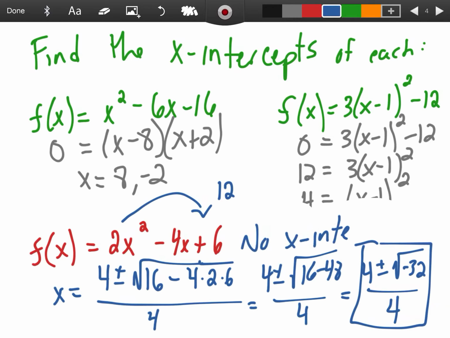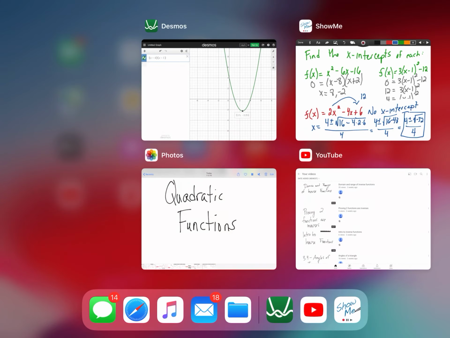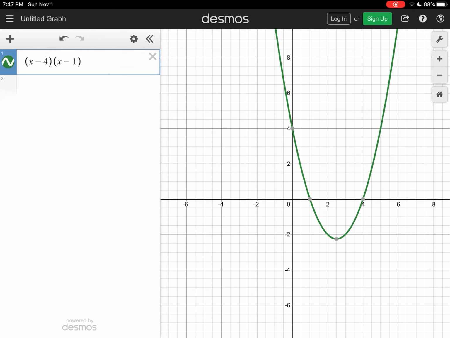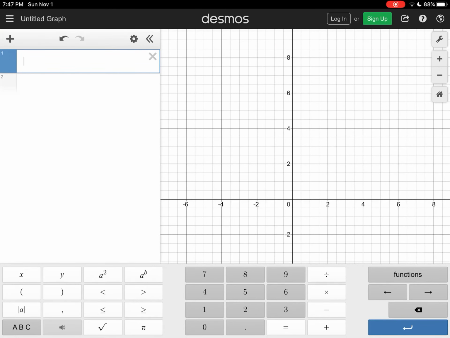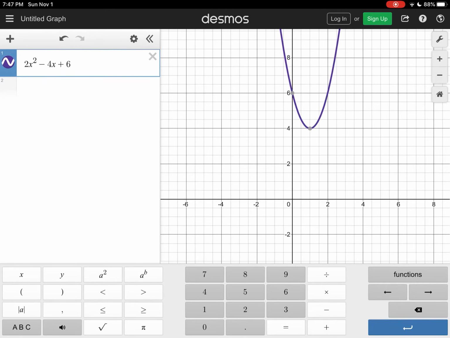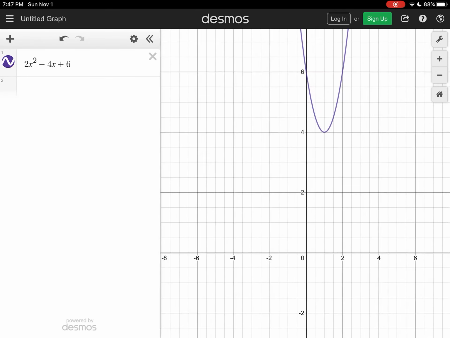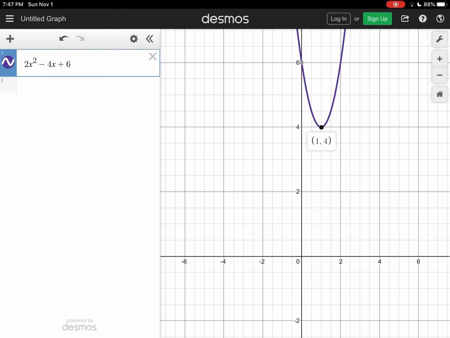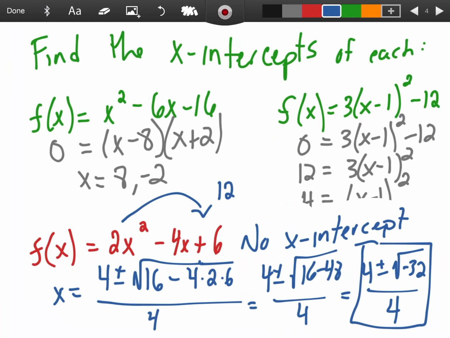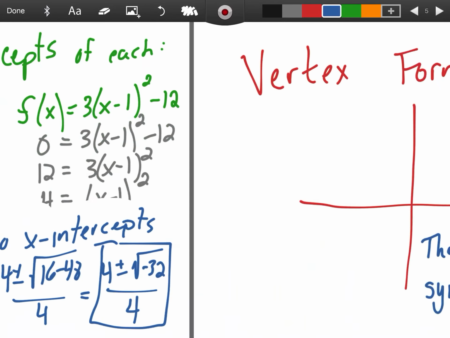Let's just graph this and double check that. 2x squared minus 4x plus 6. Screen's flipping on me. 2x squared minus 4x plus 6. And we can see, yes, because its vertex is up here. Its vertex is at 1, 4, and then it opens up. Well, it's never going to drop down low enough to cross over the x-axis. So, yep, no x-intercepts for that last one, unfortunately.